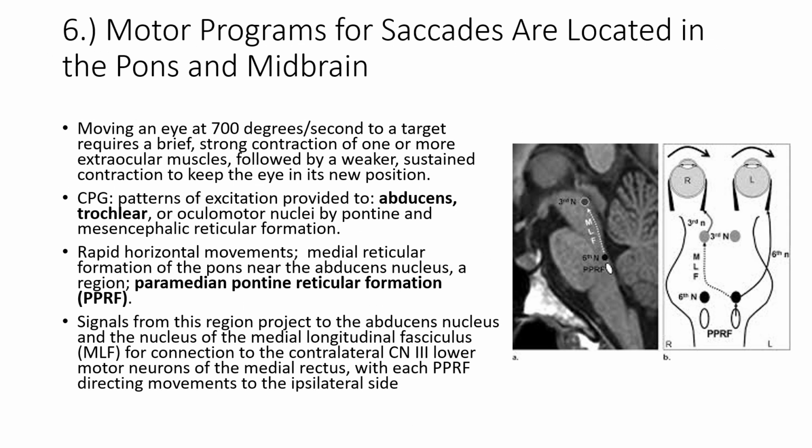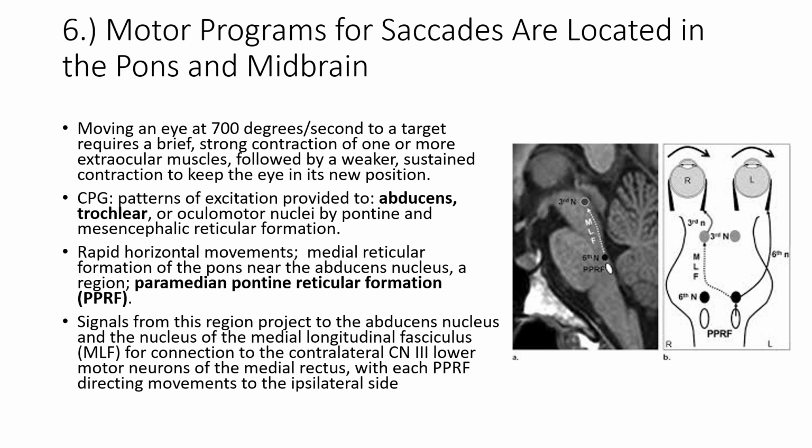Number 6 on our outline. Motor programs for saccades are located in the pons and midbrain. Moving an eye at 700 degrees per second to a target requires a brief, strong contraction of one or more extraocular muscles, followed by a weaker, sustained contraction to keep the eye in its new position. Kind of amazing, 700 degrees per second there. This is accomplished by CPGs, or central pattern generators, whose circuitry resides in the brainstem.